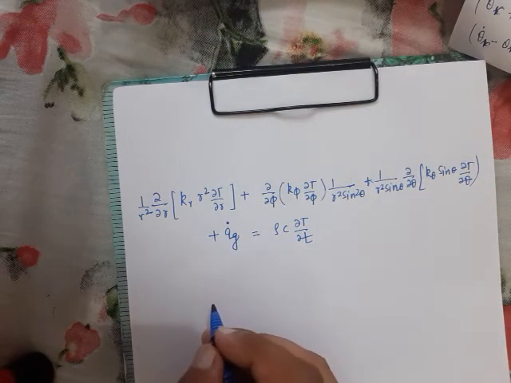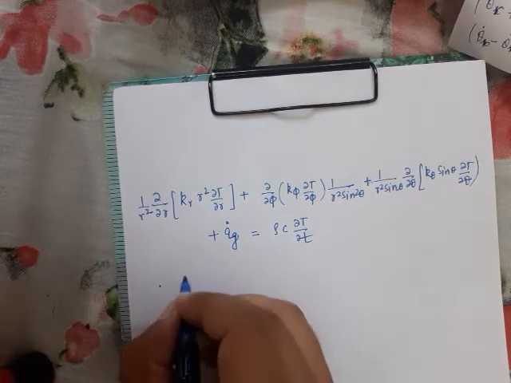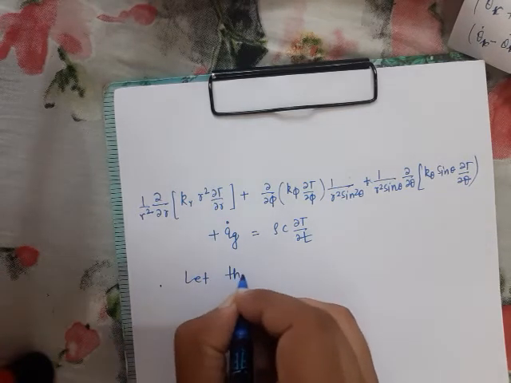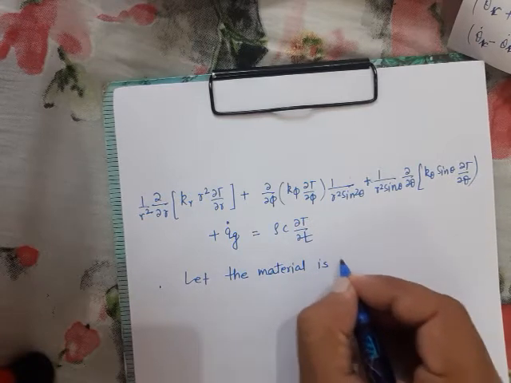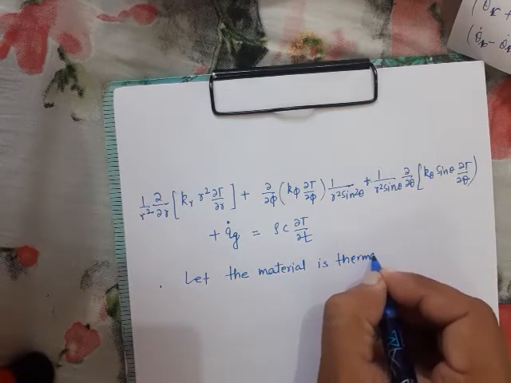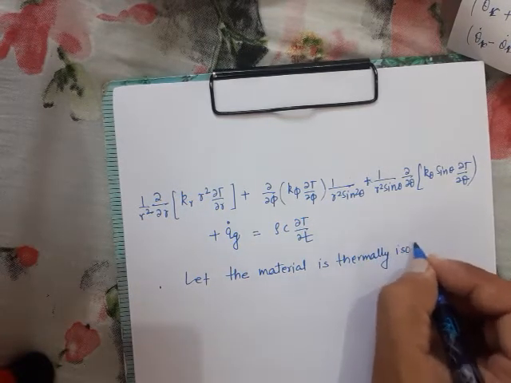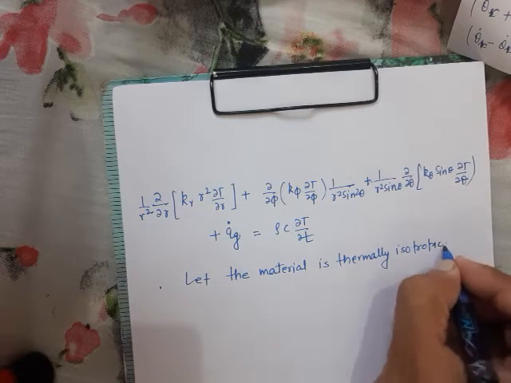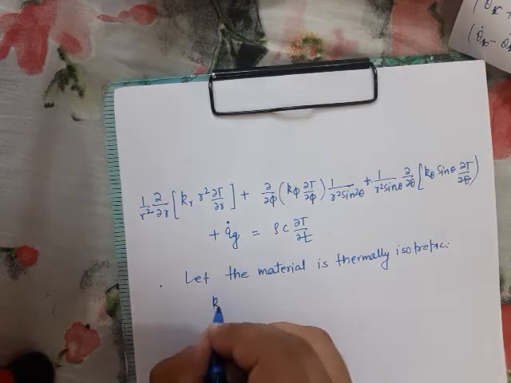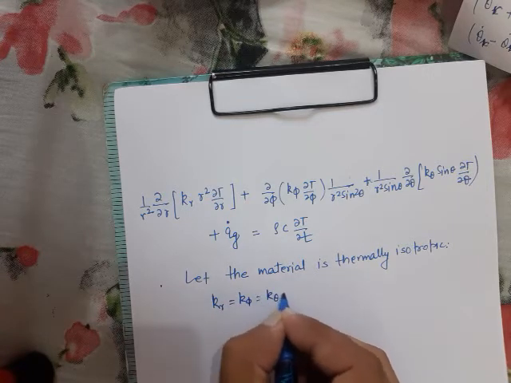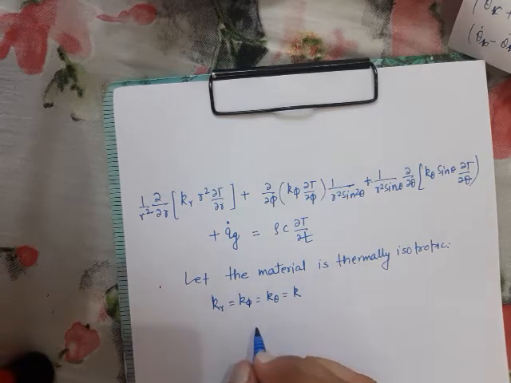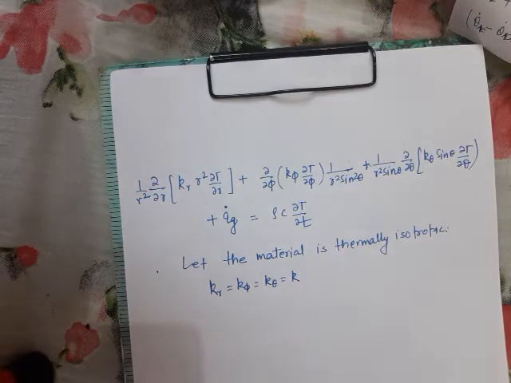Now I will use certain approximations. The first approximation is, let the material be thermally isotropic. Then k_r is equal to k_phi equals k_theta equals k. That is, the thermal conductivity is equal in each of the directions.